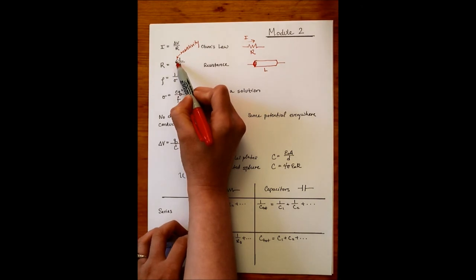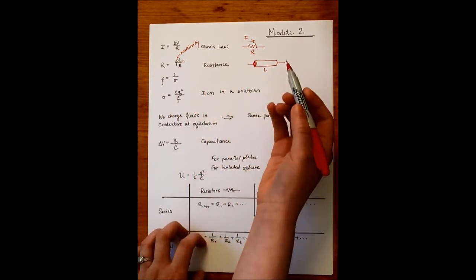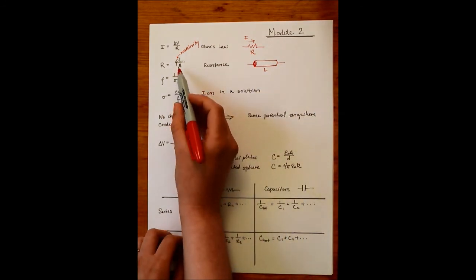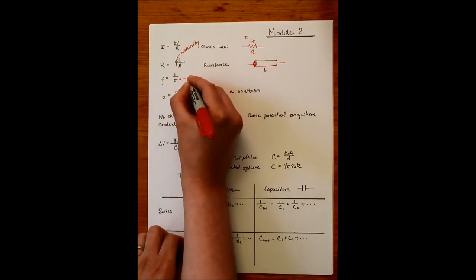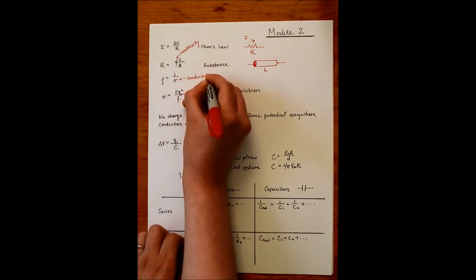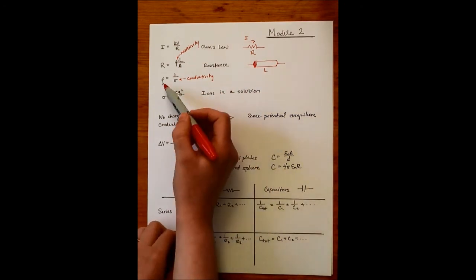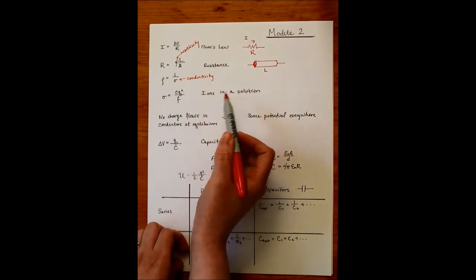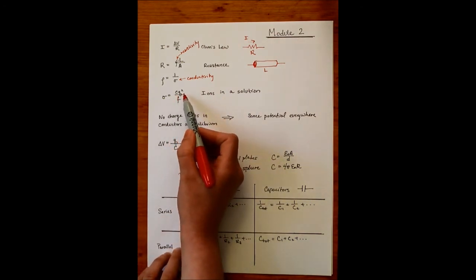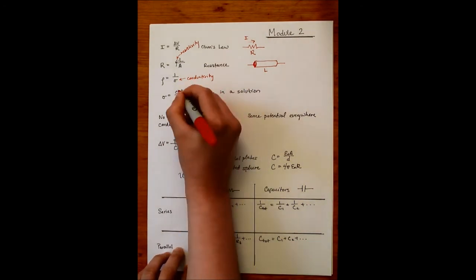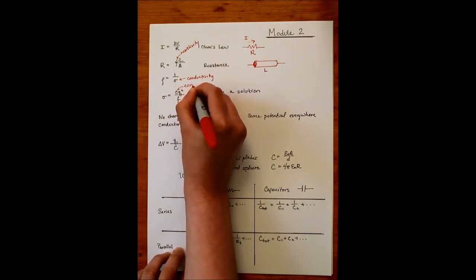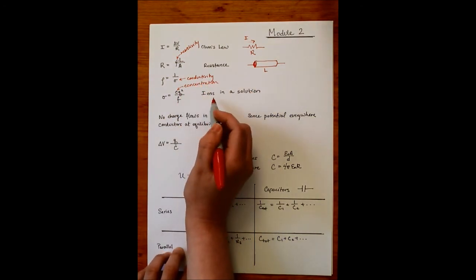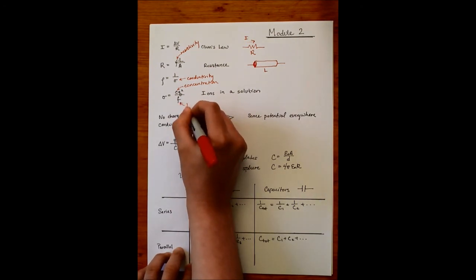So rho is an intrinsic property of the material, and L and A are extrinsic properties, so they depend on the geometry of the physical resistor. Sometimes you'll hear people talk about conductivity, sigma, which is just the inverse of the resistivity. We also found that for ions in a solution, the conductivity is equal to CQ squared over F, where C is the concentration of the ions in solution, Q is the charge carried by each ion, and F is the drag coefficient.